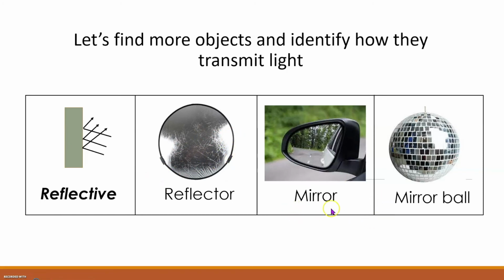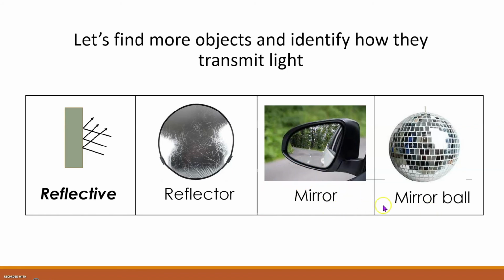The second object is the mirror. As I've said, when the light strikes a reflective surface, the light will bounce off. In that case, we will see a reverse image. In this example, we can see the opposite of this mirror, which is the tree behind the car.